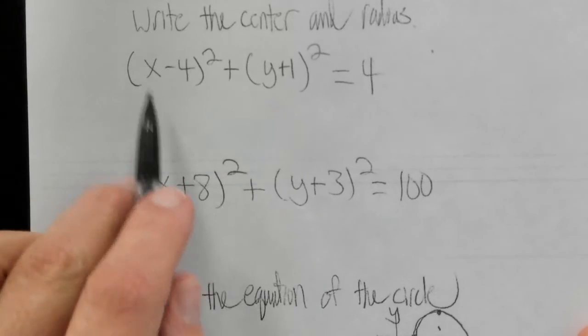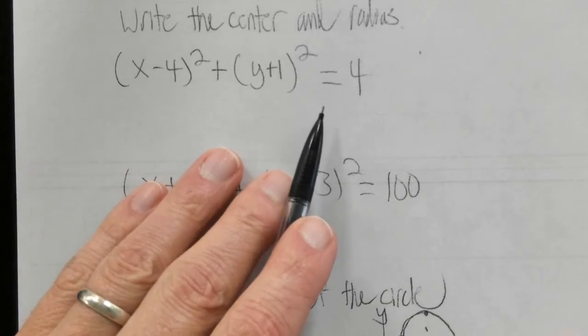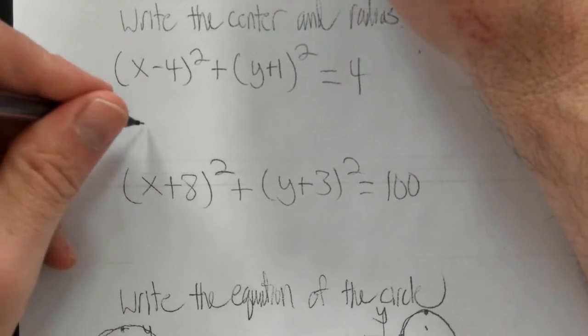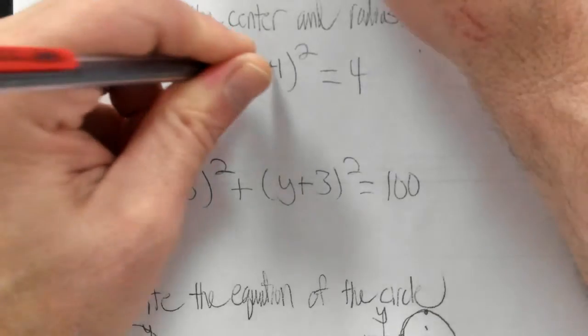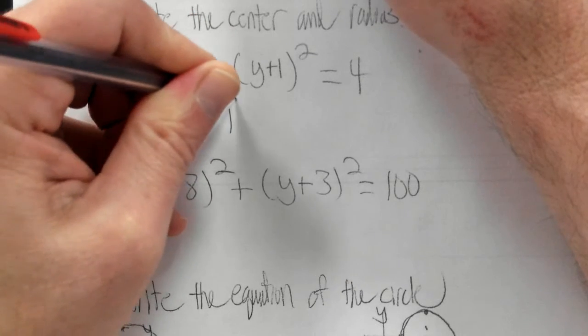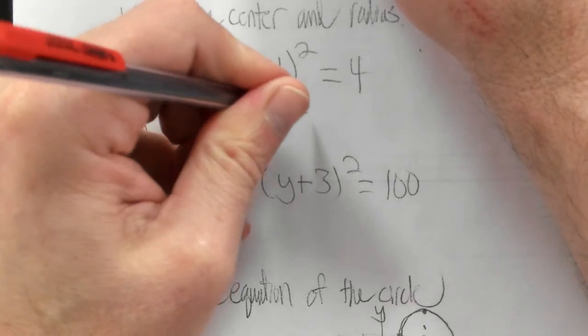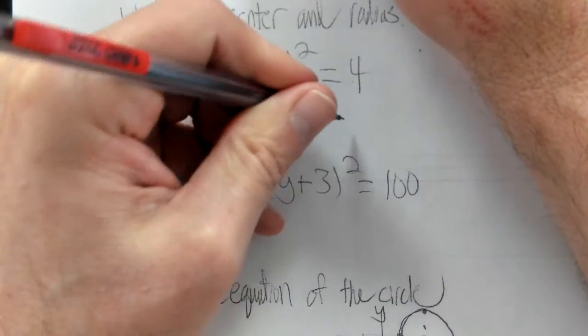So you can also be asked to do this backwards. So let's say we're given the equation and we're asked to write the center and the radius. Well, we can just read those off from the equation. The center, change the sign, -4 changes to +4, and +1 changes to -1. So there's your center at 4, -1. And then the radius, remember if this number is 4, if you take the square root of it, you'll get your radius, which is 2.